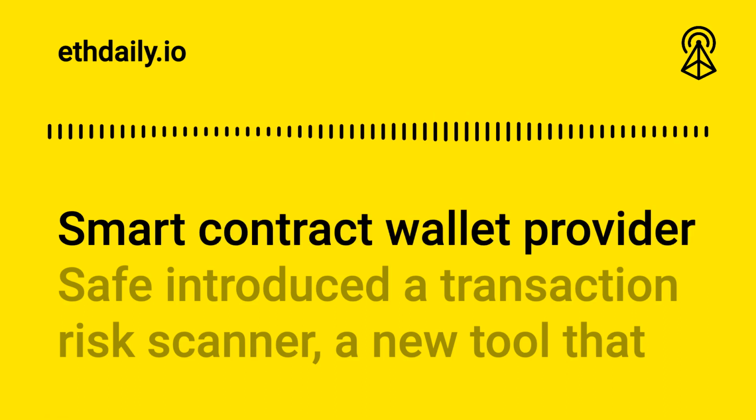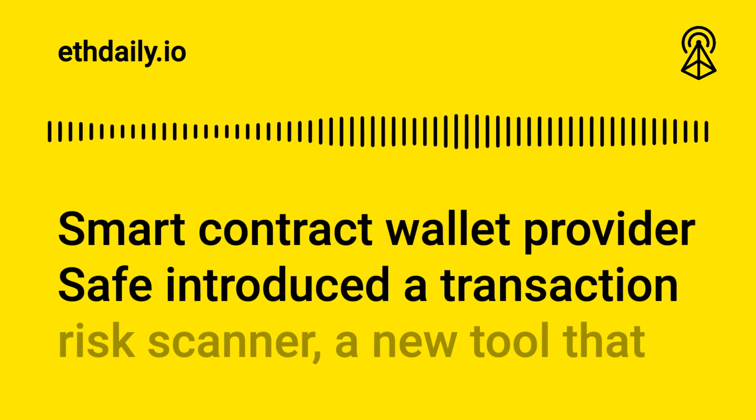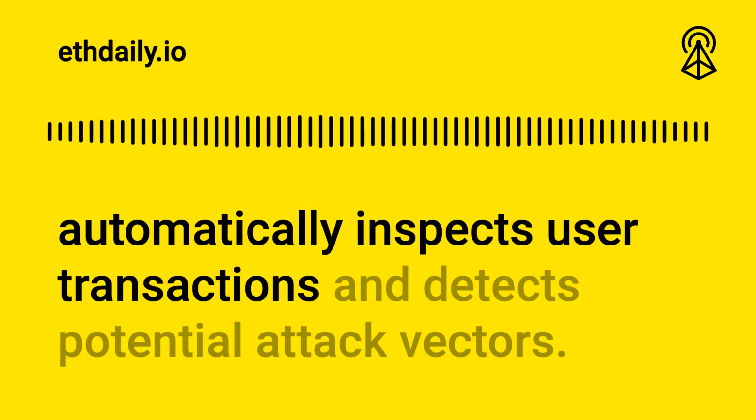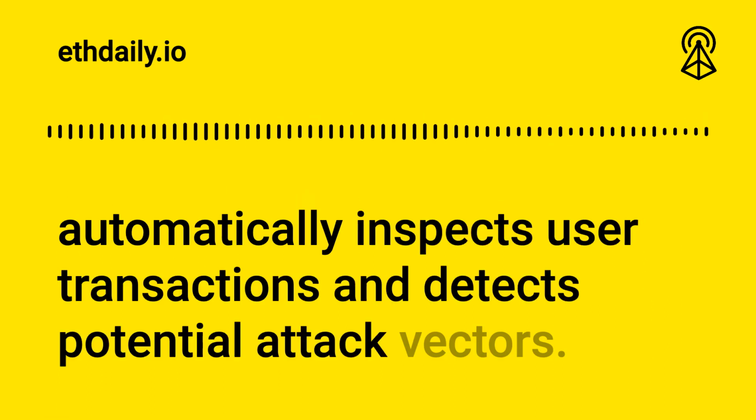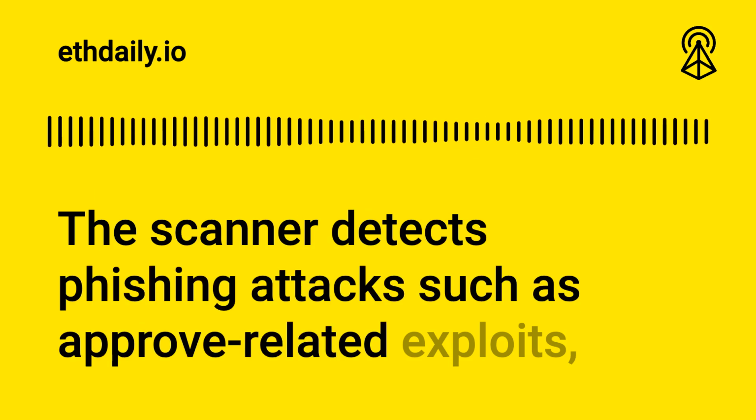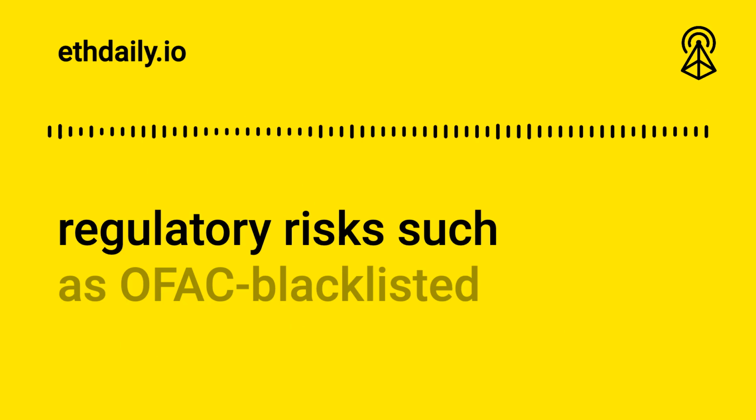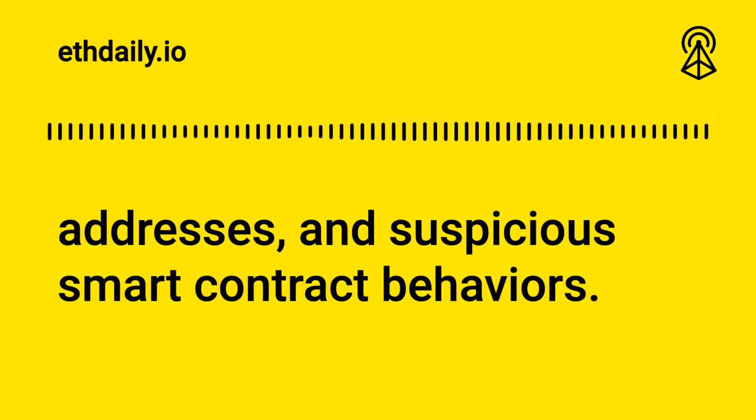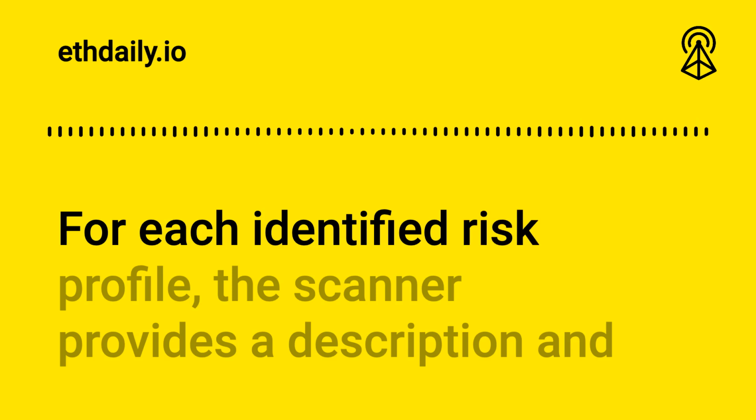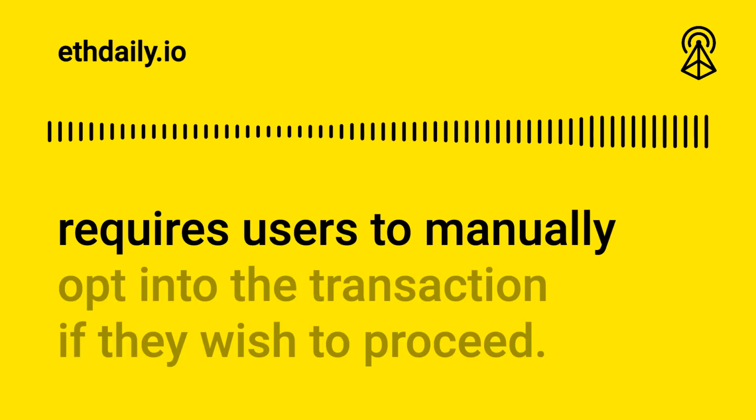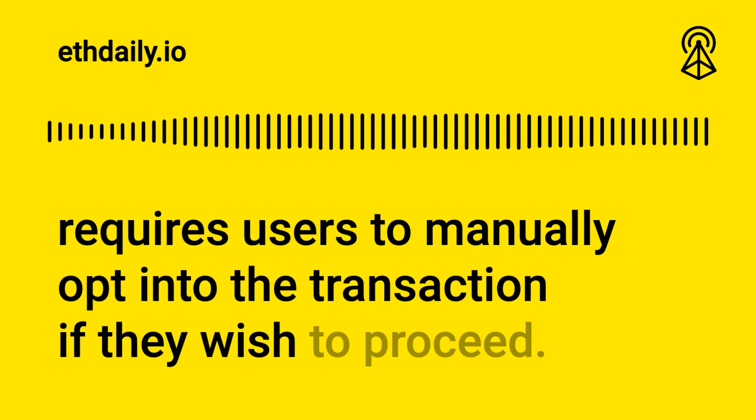Smart contract wallet provider Safe introduced a transaction risk scanner, a new tool that automatically inspects user transactions and detects potential attack vectors. The scanner detects phishing attacks such as approve-related exploits, regulatory risk such as OFAC blacklisted addresses, and suspicious smart contract behaviors. For each identified risk profile, the scanner provides a description and requires users to manually opt into the transaction if they wish to proceed.